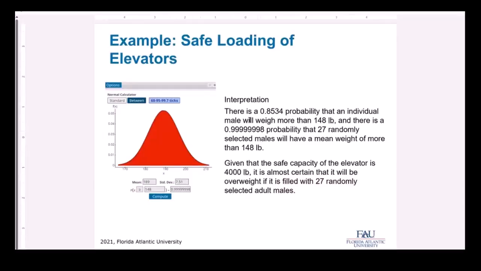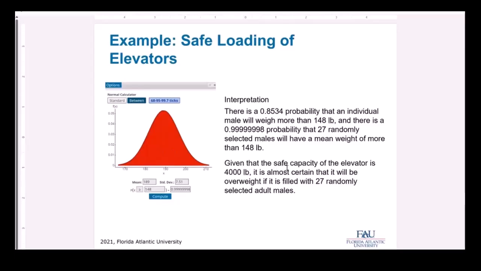So, interpretation. There is a 0.8534 probability that an individual male will weigh more than 148 pounds. So if we just pick a man, there's an 85% or 0.8534 probability that that man weighs more than 148 pounds. However, if we select 27 males randomly, the probability that the selected males will have a mean weight greater than 148 pounds goes up to almost 100%.